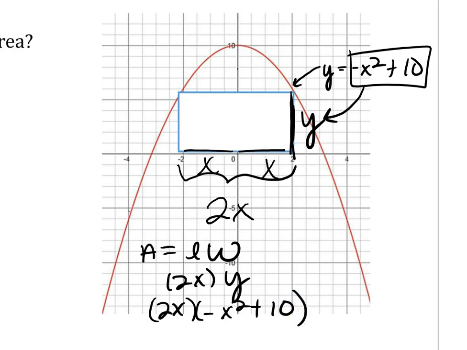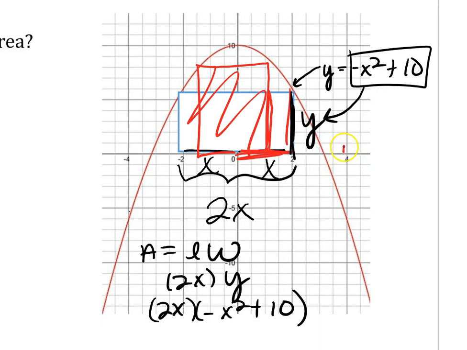Okay, think about that for a second. Let's say x was 2, just like what you guys were seeing here. Then the y value would be negative 2 squared plus 10, which is 6. So that would correspond to a length of this. If x was 1, so a little less than that, your rectangle would kind of look like that.